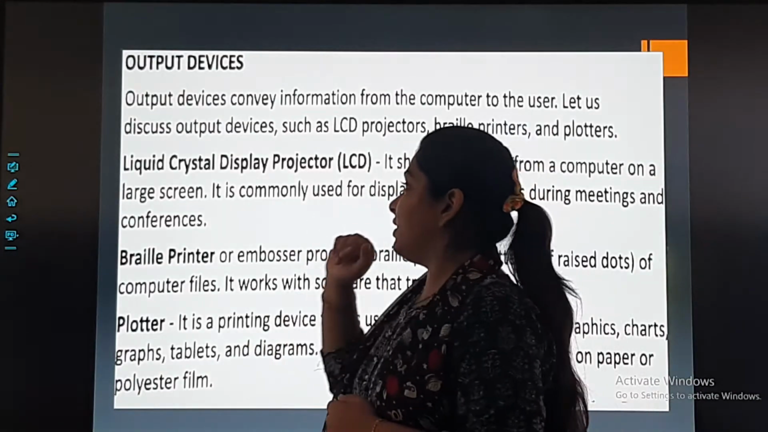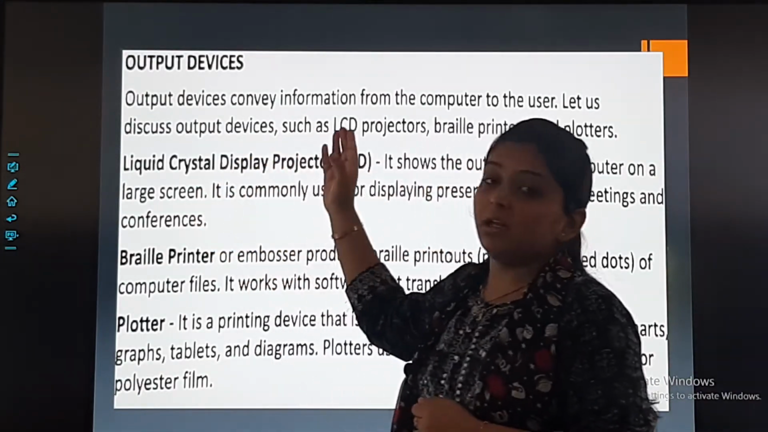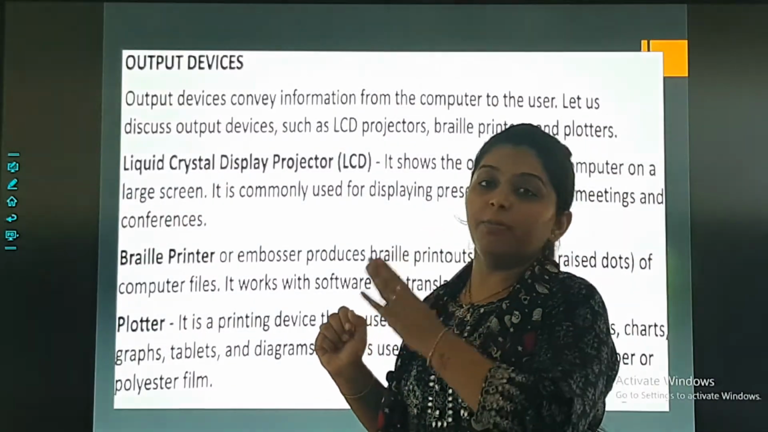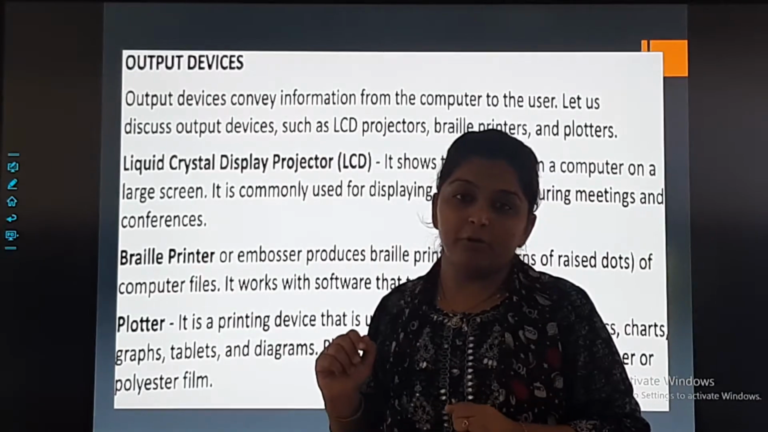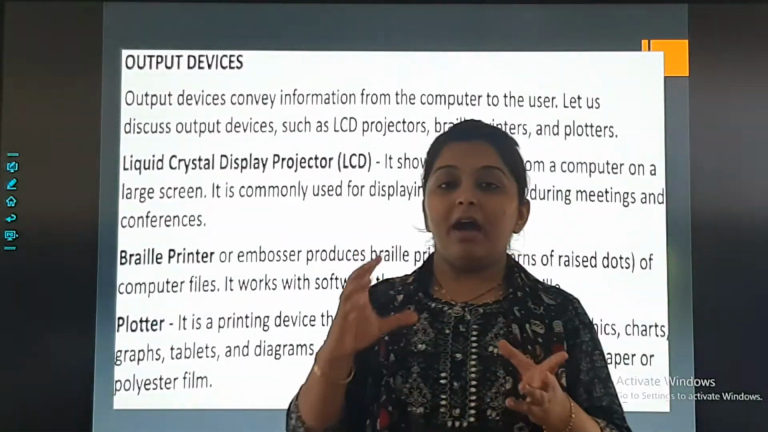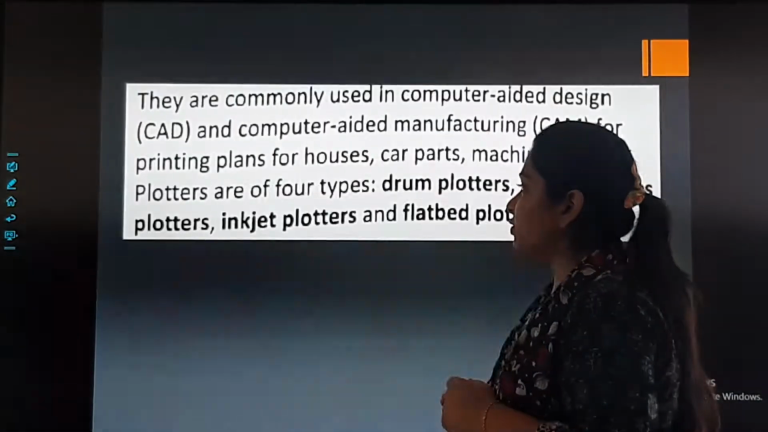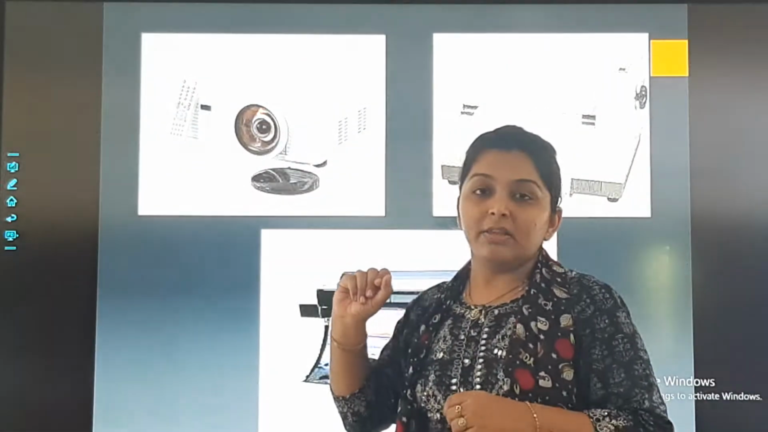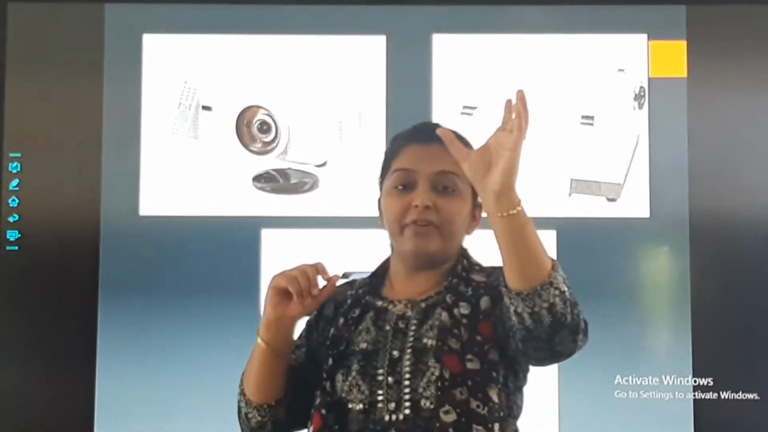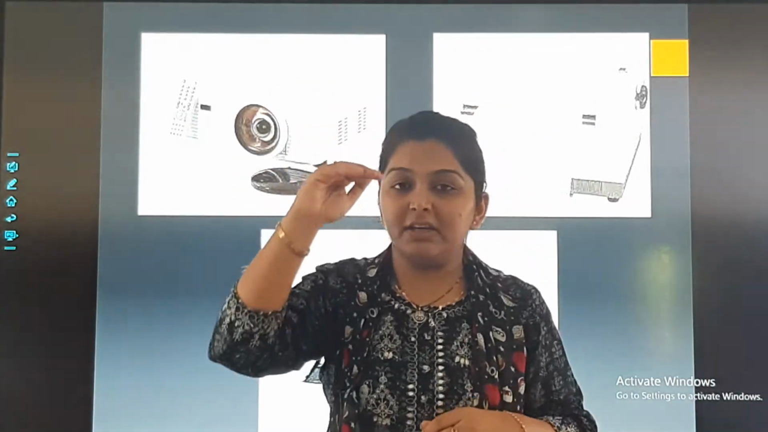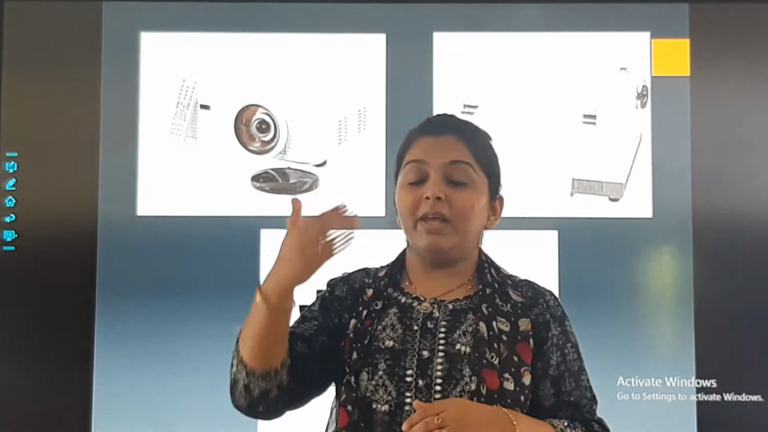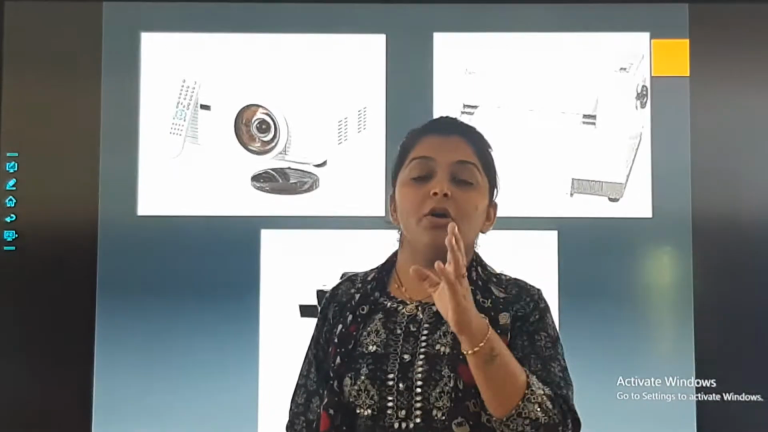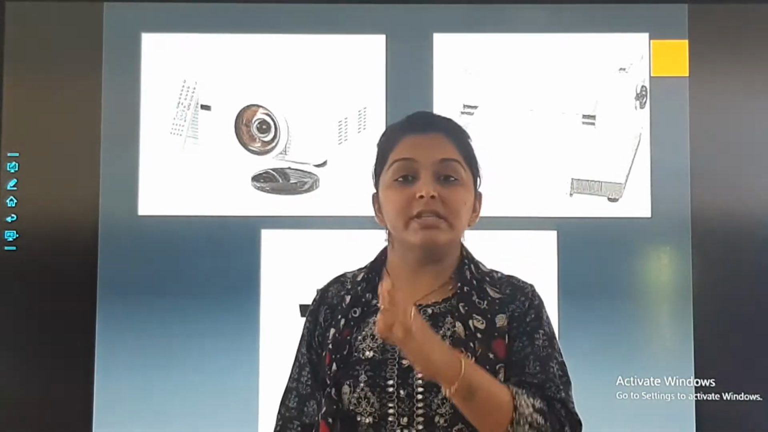The first one is the liquid crystal display projector. You can say that LCD projector. You have to learn the full form. Dear children, sometimes you have seen it also. I will show you the picture of an LCD projector. It looks like this. This projector is fixed on the ceiling, and then we can see the pictures on a white wall. We can see all the information. We can see the result.